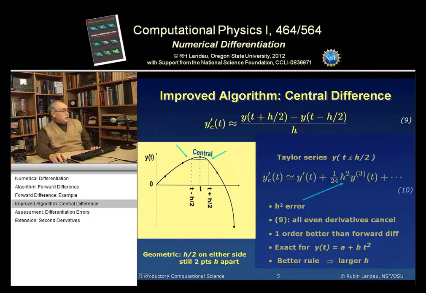Mathematically, in terms of an equation, this approximation, drawing a central difference line, is represented by equation 9. And it says the derivative, y prime, or dy by dt, is approximately the function at a value half a step ahead minus the value of the function half a step behind, and that's the derivative at time t. That's the trick here. For time t, we go ahead and symmetrically behind, and then we divide by h to get the d by dt, to get the dt part in the derivative.